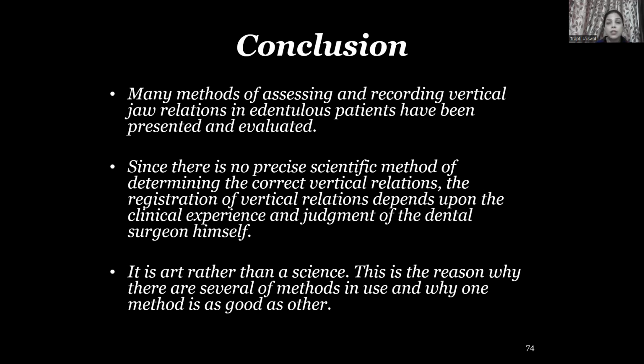As we determine the physiological rest position, that position will help us to determine the vertical dimension of occlusion, because vertical dimension of rest minus freeway space is equal to the vertical dimension of occlusion. Freeway space is 2 to 4 mm, and the vertical dimension of occlusion is 2 to 4 mm lesser than the vertical dimension at rest. So how will we record this?